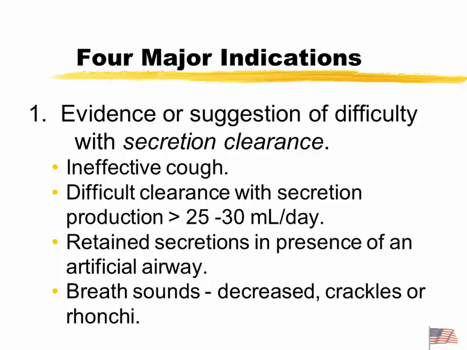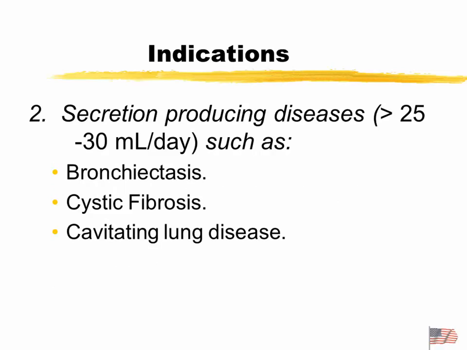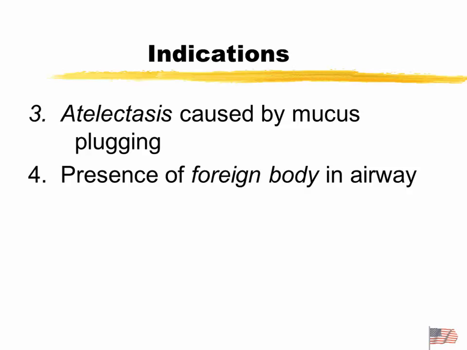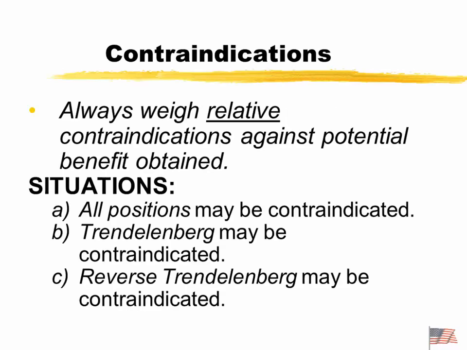You can read the 4 major indications there. Somebody has a definitive problem that they cannot remove secretions without help. If they have a disease process that generates a large volume of secretions, like bronchiectasis or cystic fibrosis, 2 of the major ones. If they have atelectasis because of mucus plugging, or if they have a foreign body within the airway itself. Postural drainage is indicated.